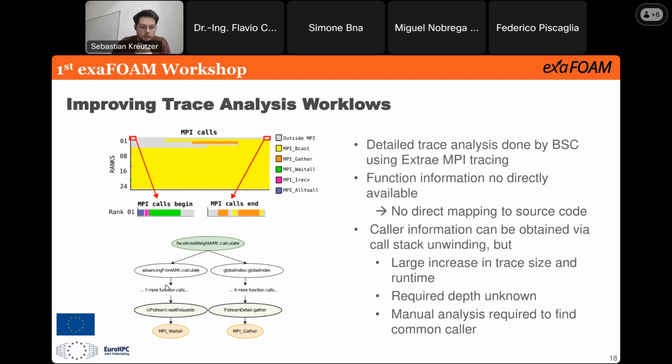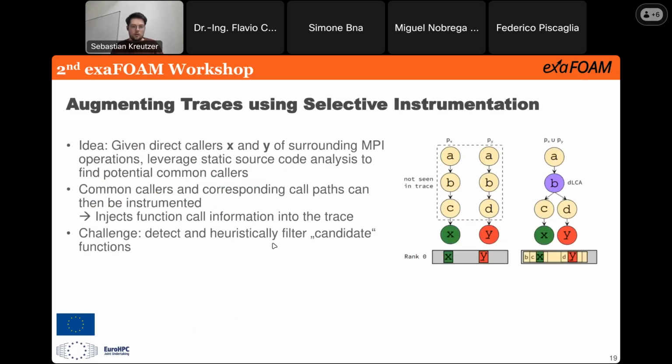and we have a call depth of 7 to this MPI wait call on the left side, and a call depth of 4 for the MPI gather call. Now the idea is, given these two direct callers of the surrounding API operations, can we use static source code analysis and static call graph analysis to find these potential callers, and then instrument these callers?